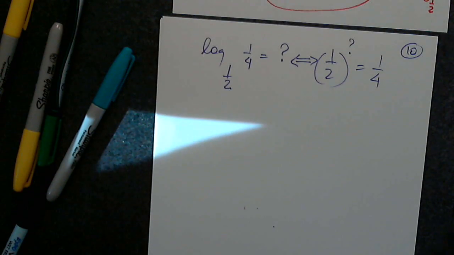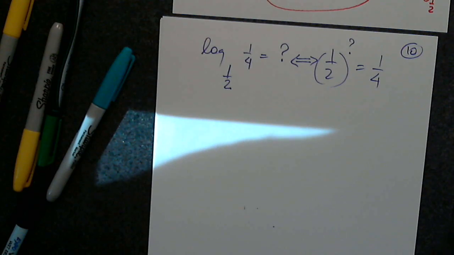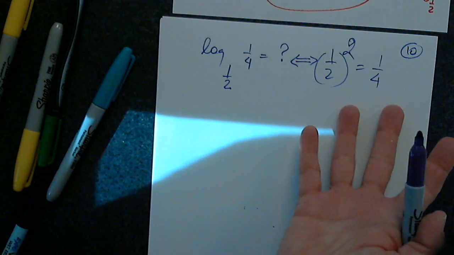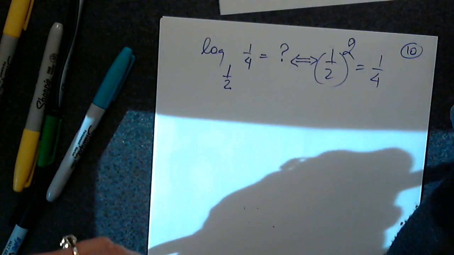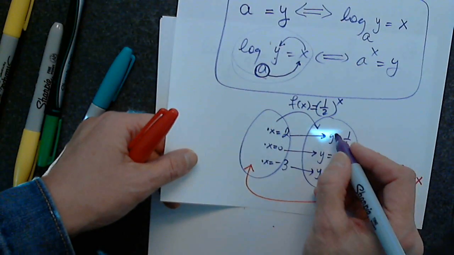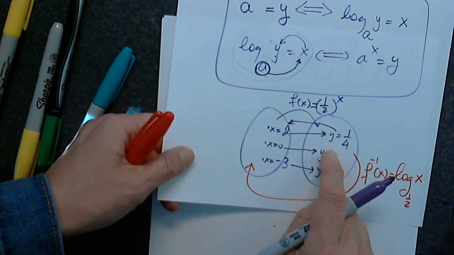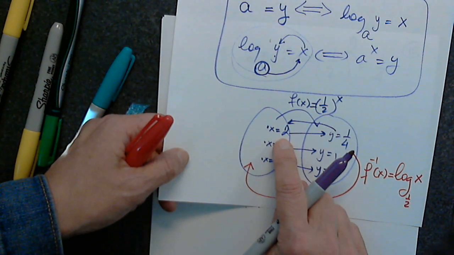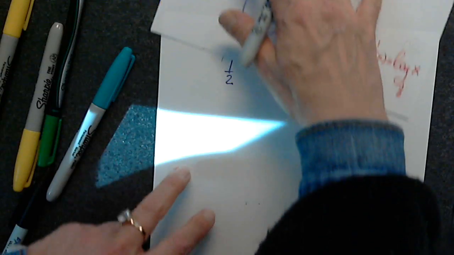And now I have to think, what number do I raise 1/2 to get 1/4? And there is no other way. It must be 2. If this is not 2, then I will never get 1/4. So for now, we are convinced, I hope, that when this function is applied to 1/4, it will go back to 2. That's what the inverse function has to do, correct? Good.